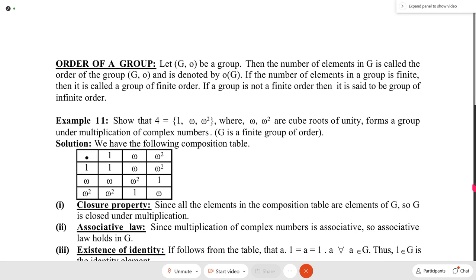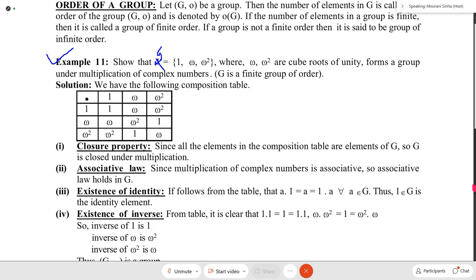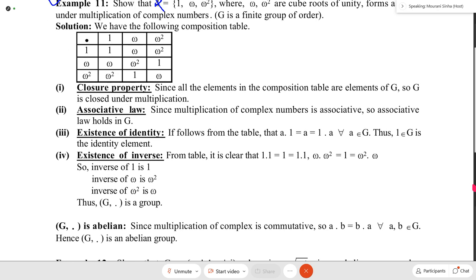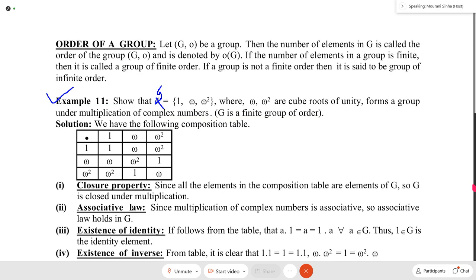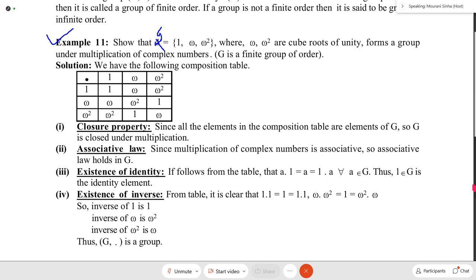This is the question in the assignment you have, which is solved here. Only this is not 4 actually, this will be G. So G is equal to {1, omega, omega square}, where omega and omega square and 1 are the cube roots of unity. So this forms a group under multiplication. Just try with this: form the composition table, closure property, associative property, identity, inverse. Just check on what they have done.